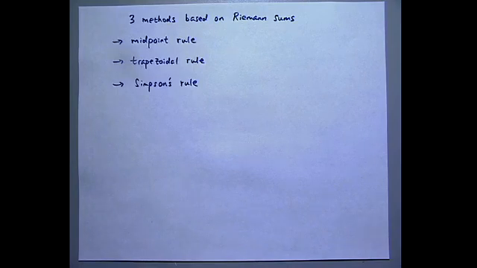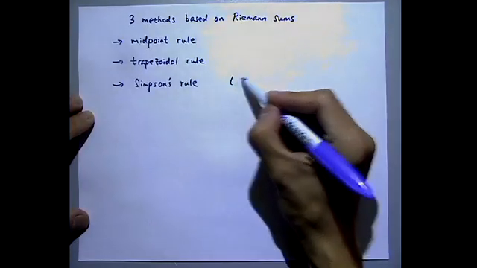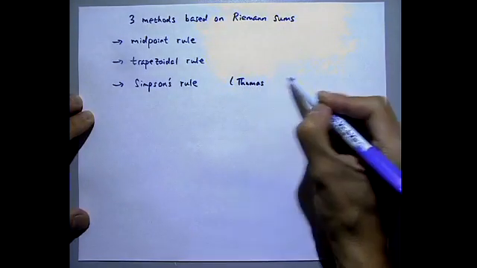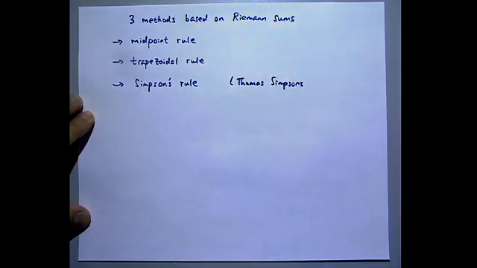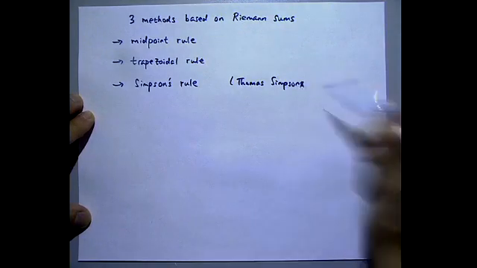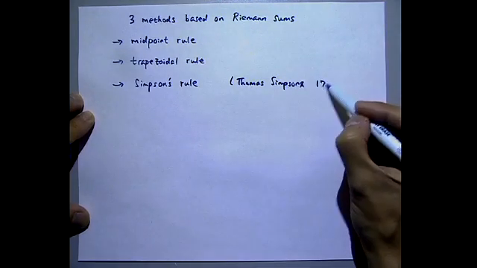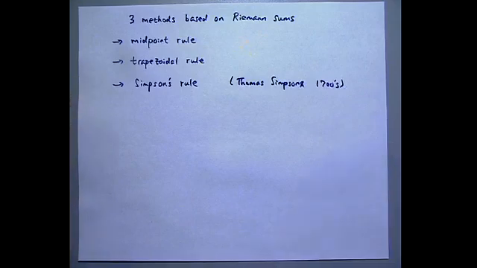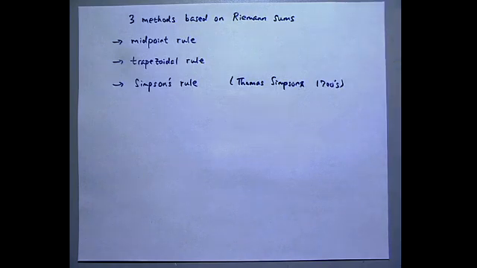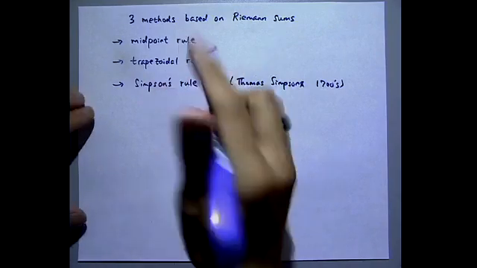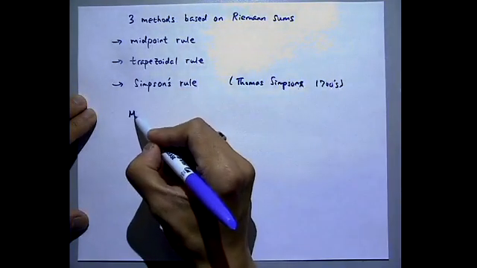Is it named after Homer Simpson? No. Okay, it's a guy named Thomas Simpson. He lived in the 1700s. Okay, these are all based on Riemann sums. A Riemann sum says we calculate the area under a curve by using rectangles to approximate. So let me show you one at a time how these things work.